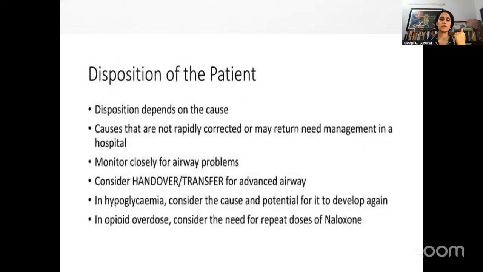So the disposition of the patient depends upon the cause, and some causes may not rapidly correct, or they need management at the hospital. So if you are at the periphery, just carefully monitor the airway of patients and hand over to the higher authorities. Look for hypoglycemia or opioid overdose. If needed, then treat with naloxone.